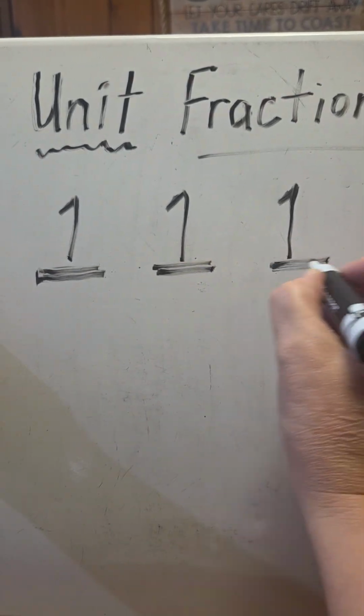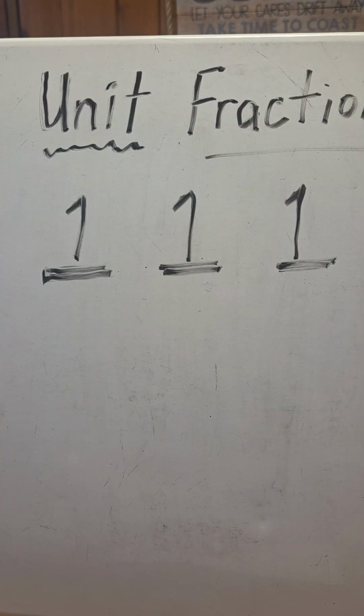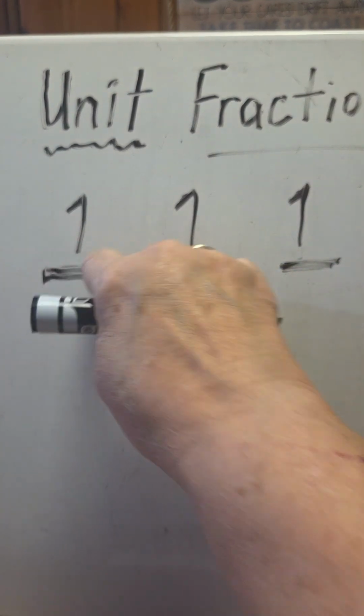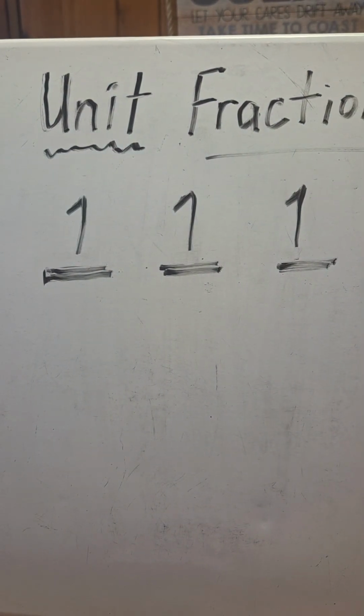So now we know we're talking about parts. We're not talking about whole things. We're not talking about whole pizzas or whole cookies or whole brownies or whole puzzles or whole carton of eggs or whole anything. We're talking about parts.